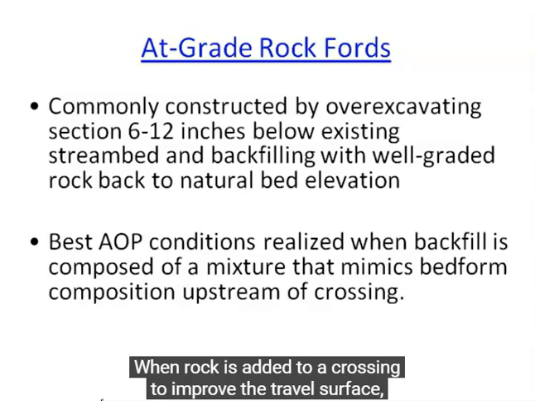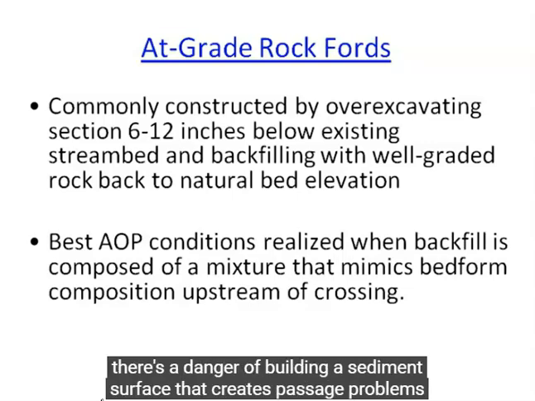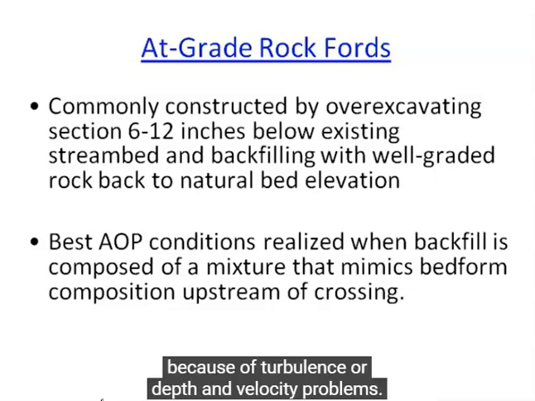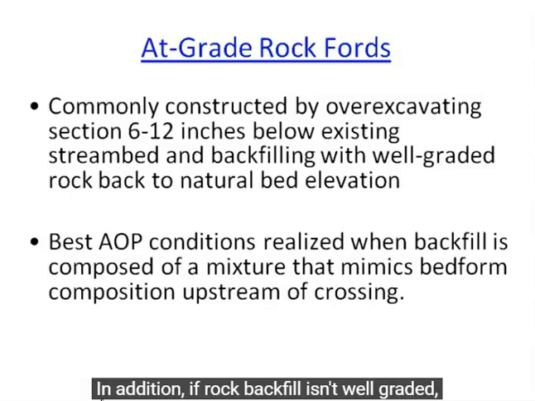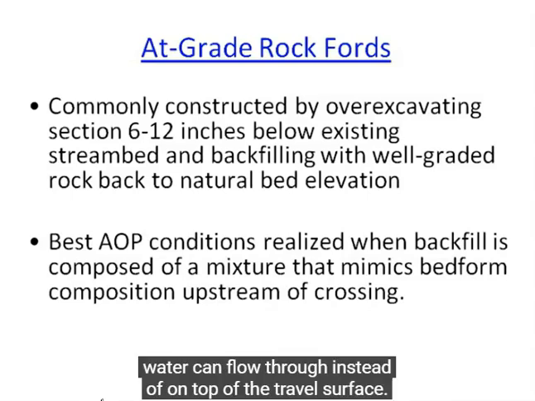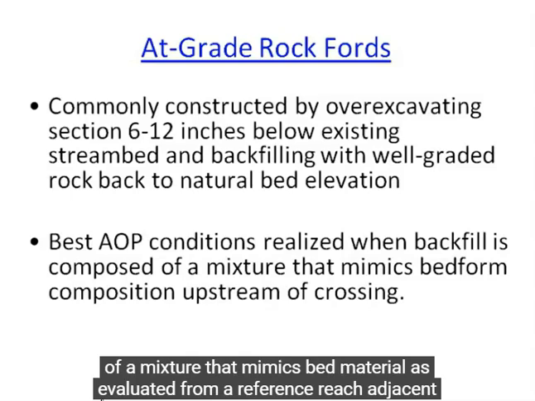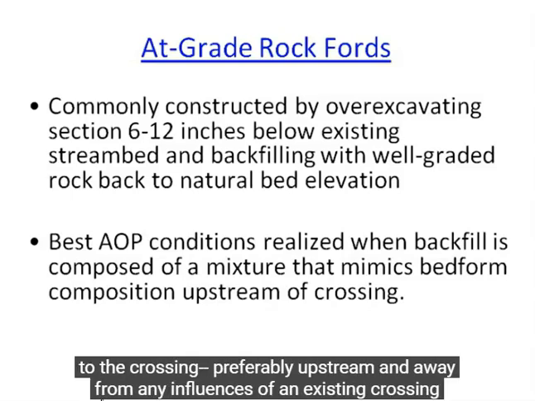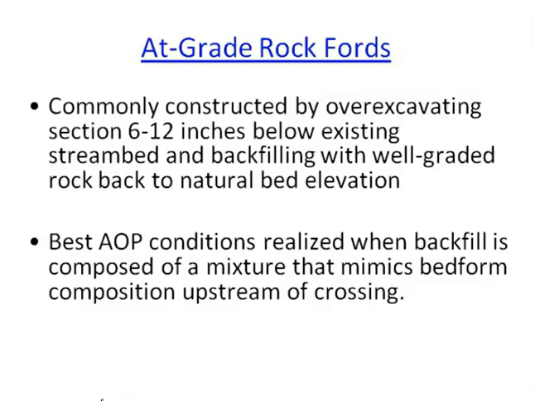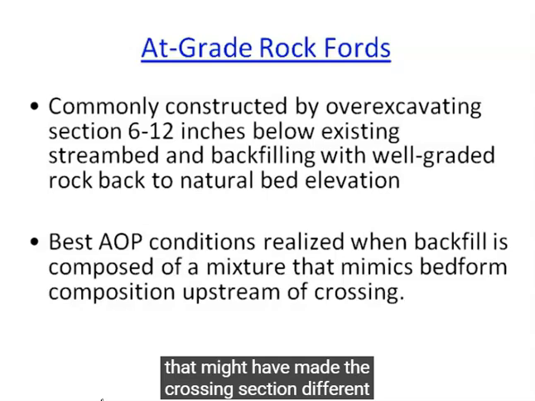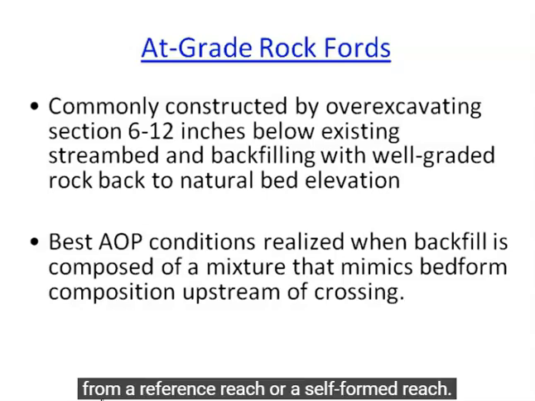When rock is added to a crossing to improve the travel surface, there's a danger of building a sediment surface that creates passage problems because of turbulence or depth and velocity problems. In addition, if rock backfill isn't well graded, water can flow through instead of on top of the travel surface. So the best conditions for improved fords are usually realized when the backfill is composed of a mixture that mimics bed material as evaluated from a reference reach adjacent to the crossing, preferably upstream and away from any influence of an existing crossing that might have made the crossing section different from a reference reach or a self-formed reach.